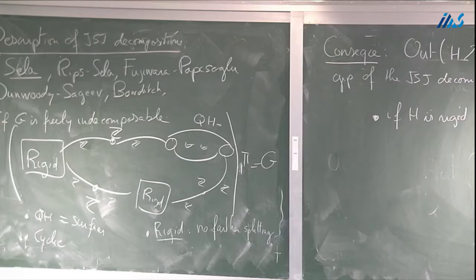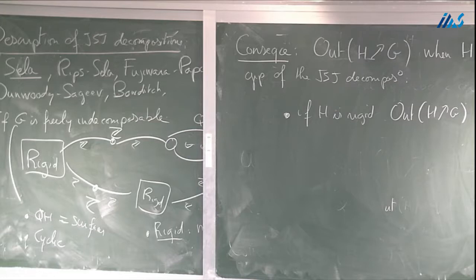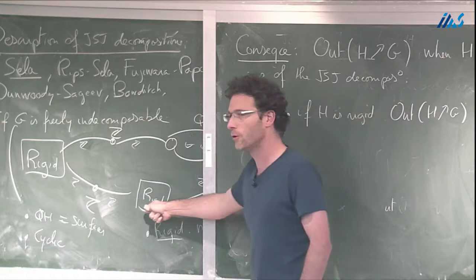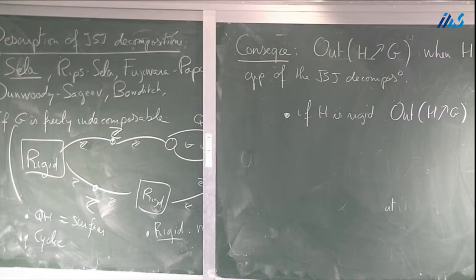And that's a consequence of this fact. If there were a lot of automorphisms that did extend to G, then there would be a further splitting, using a version of the Bestvina-Paulin-Rips theorem.